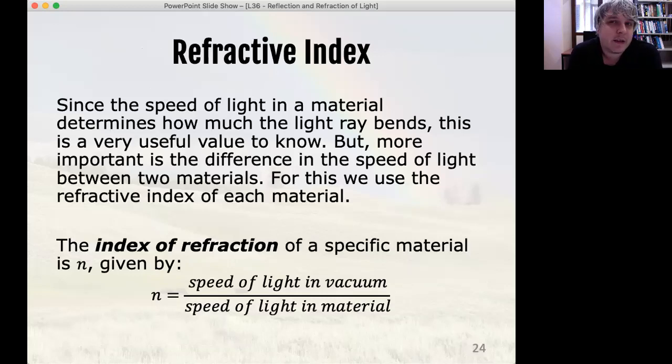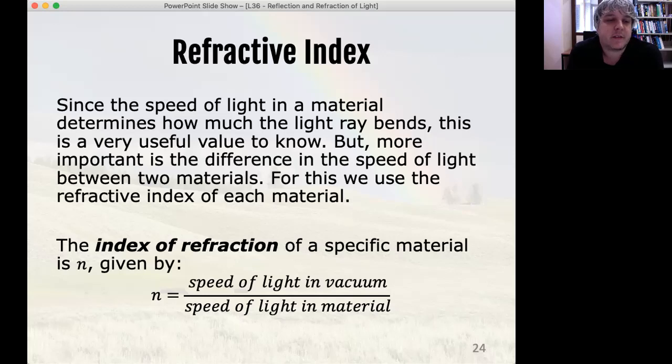So we've already kind of met this concept because we said that the speed of light in glass is about 2/3 of that in a vacuum, and in water it's 3/4, and so on. The refractive index is how we record that bit of information. So the index of refraction is the ratio of the speed of light in a vacuum over the speed of light in whatever material you're looking at.